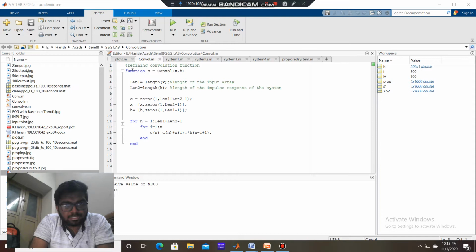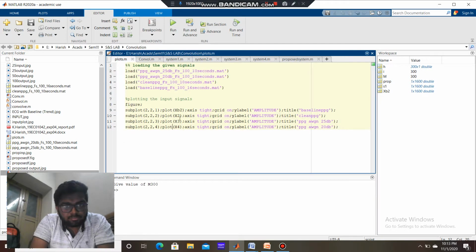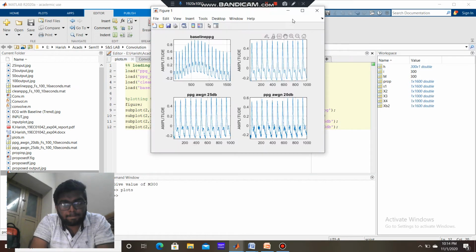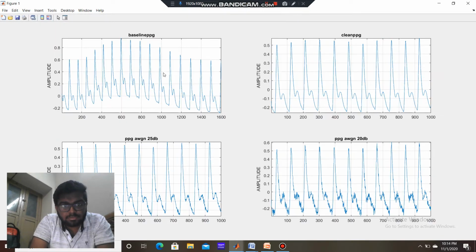And now coming to the given plots, we are given four plots, these are the four given signals, and we have loaded these given signals. Let us take a quick look at the plots of the given signals. These are the four given plots in our problem statement. Now we are going to convolve all these four signals and look at all the systems' performance.